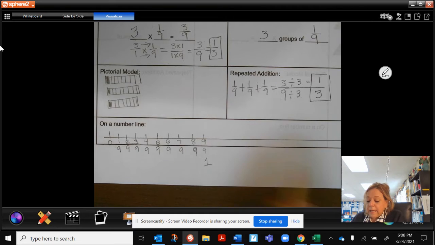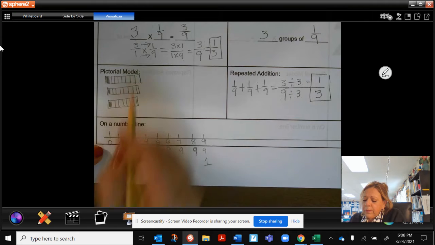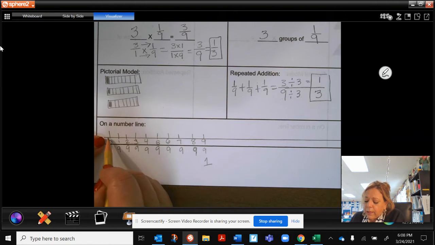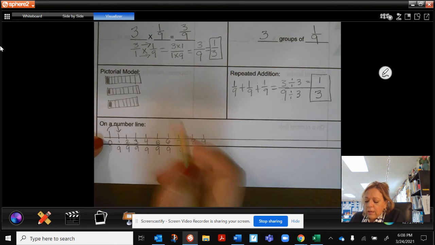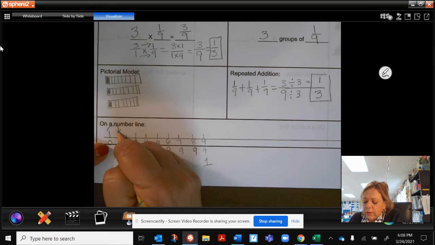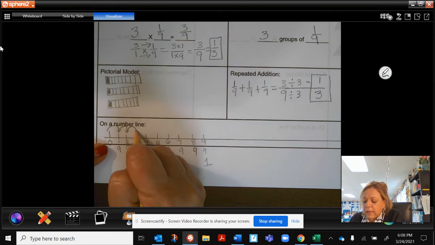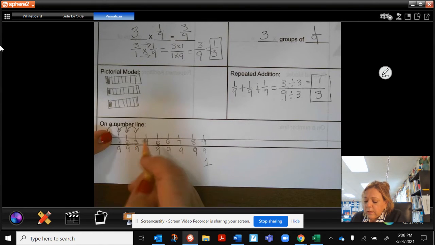Okay. Now looking here, I'm going to make 3 jumps because I have 3 groups. I'm starting at 0 and I'm making my first jump at 1/9. My second jump is going to go to 2/9, and my third jump is going to go to 3/9. And we said that 3/9 is equal to 1/3.